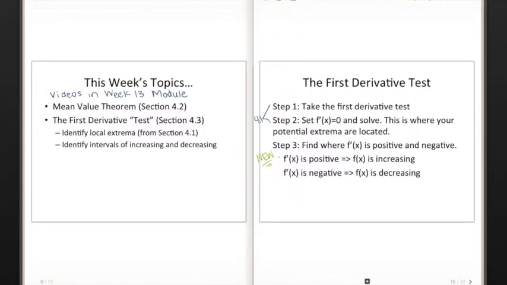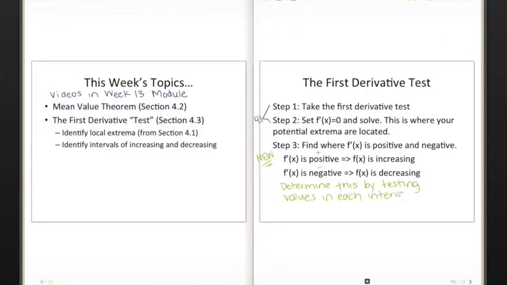What's new this week is this bottom step, where we're going to find where our derivative values are positive and negative. The positive values mean the original function f of x is increasing, and the negative derivative values mean that f of x is decreasing. Now remember, a derivative is an instantaneous rate of change, or a slope of a curve. So we are trying to look for where the slope is positive and when the slope is negative. If the slope of a line is positive, our line was increasing, and if the slope of the line was negative, the line was decreasing.